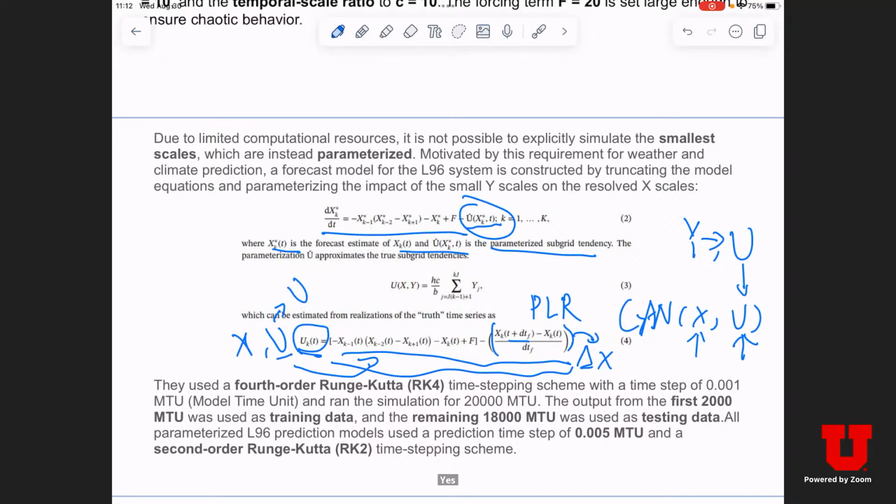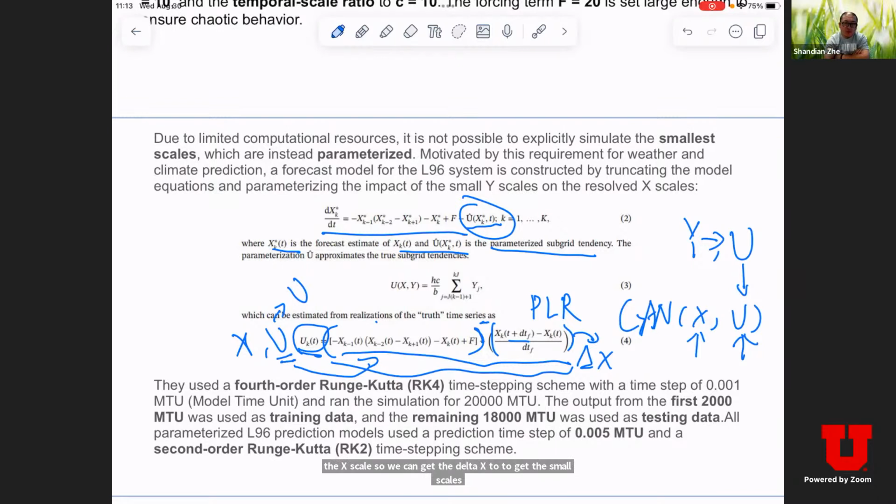Yes, the u represents the small scale, but this term represents the current state. Oh, okay, I see. Yeah, you just derive that from 2, you get 4. Because this term includes the large scale and all scales, he wants to subtract the x scale, so we can get the delta x to get the small scales.